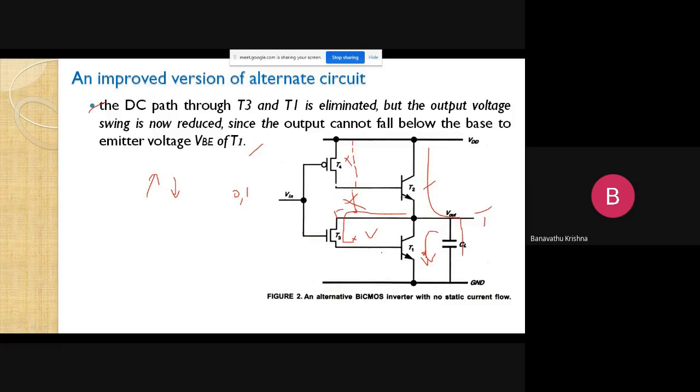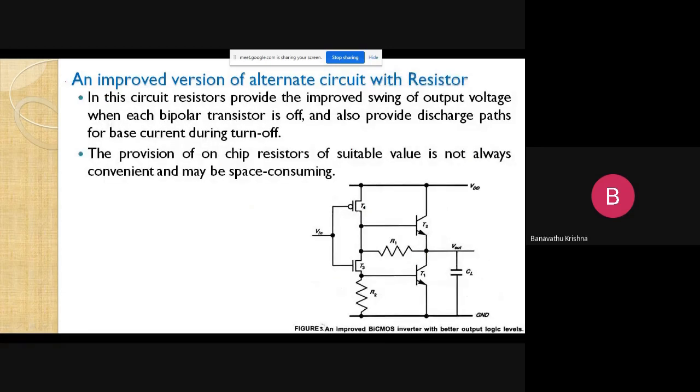So we go for another improved version of the alternate circuit with resistors. Here we connect the resistors R1 and R2. Let us observe again by applying the input response to check whether it performs as an inverter. If it is 0, then T4 is on and T2 is on, so there is a connection from collector to emitter. The current will charge the capacitive load.